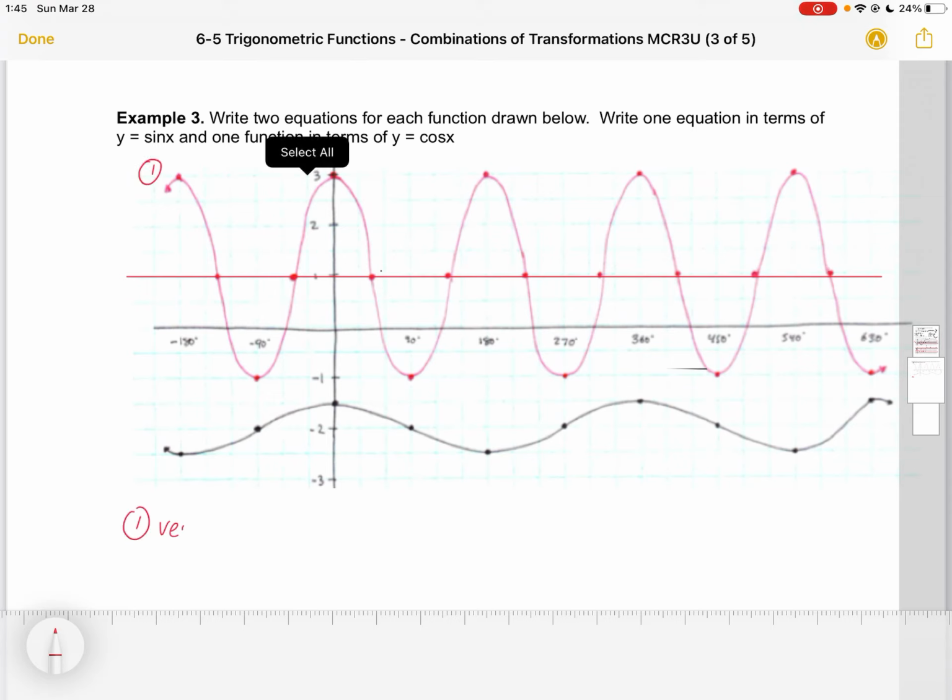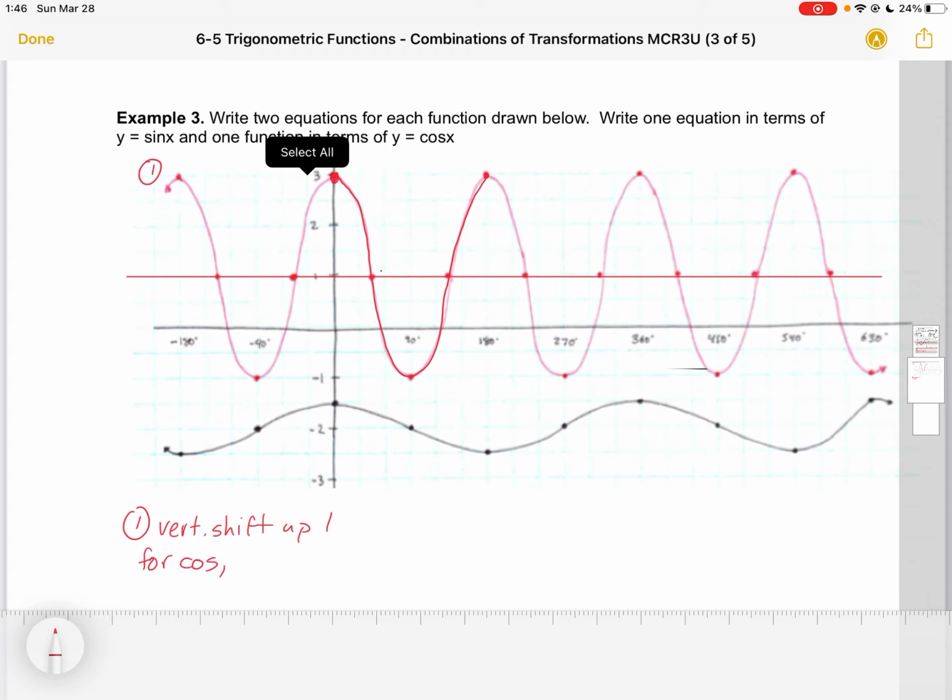So for graph 1, I know that I've got a vertical shift up 1. So that's fine. I know that's going to be the ending. What I also notice is that I'm starting at a maximum. So for my cos equation, I've got no phase shift. Okay. The next thing I need to know is how long does it take to complete one cycle. Okay, so I complete one cycle in 180 degrees.